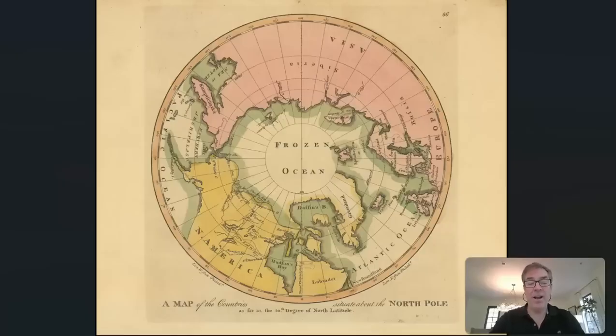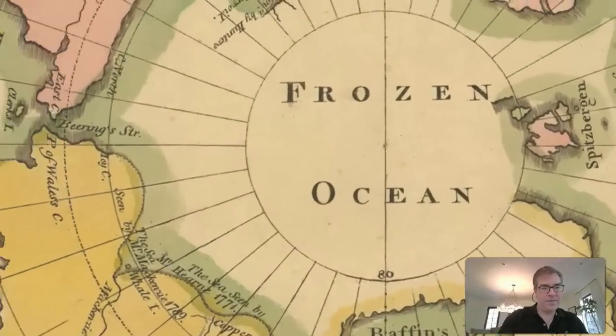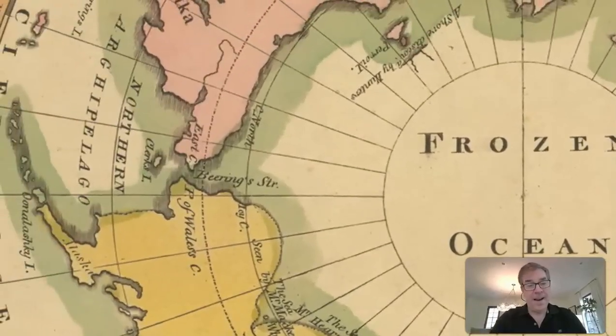And you can see what we now know as modern day Alaska with a small strait between it and Russia. And you can see here the strait, and now it's known as Bering Strait. This is the strait we know of today.